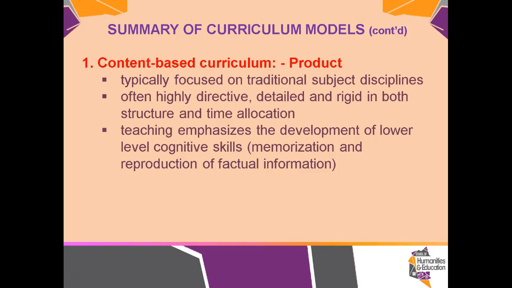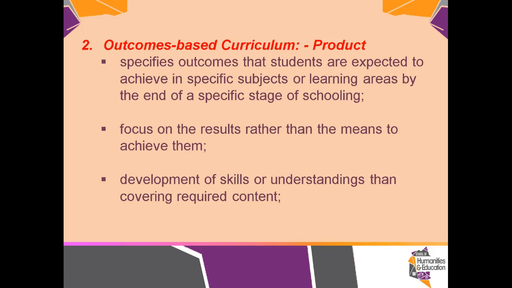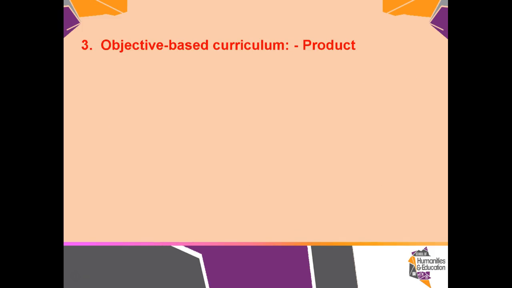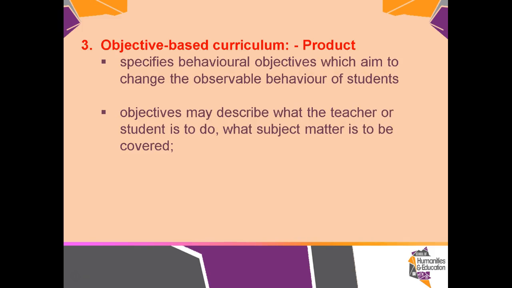We shall continue to look at the summary of curriculum models. Content-based curriculum, give me the product. Memorization and reproduction of factual information; it focuses more on the lower level of the taxonomy. We have outcomes-based curriculum product. This tends to focus on the results rather than the means to achieve them. We have objective-based curriculum in the product. It describes what the teacher or student is to do, what subject matter is to be covered.